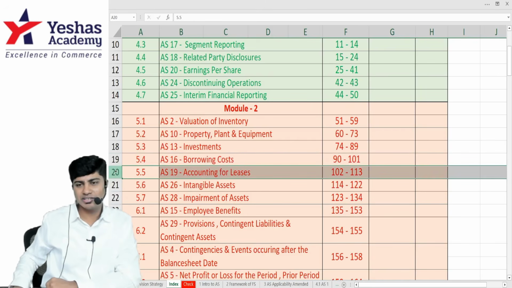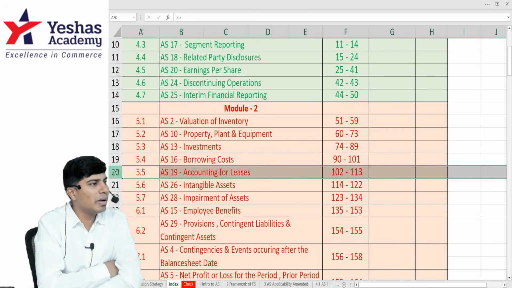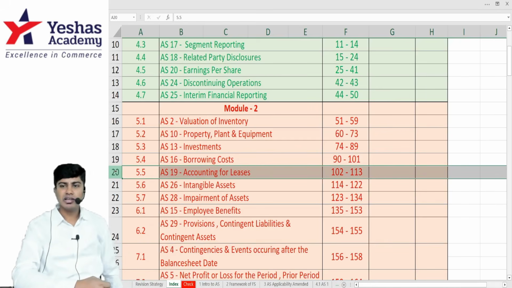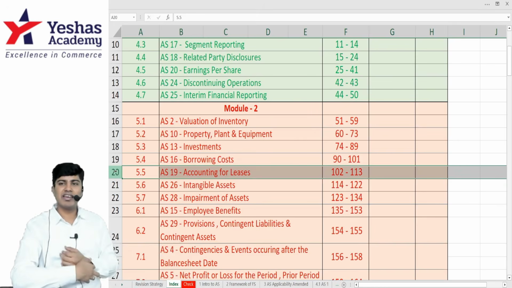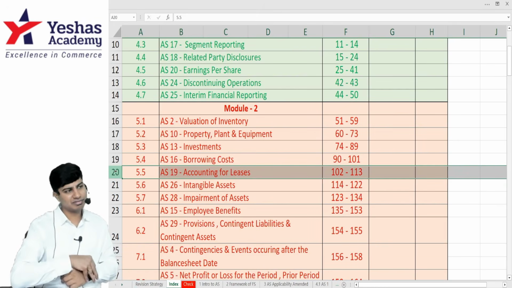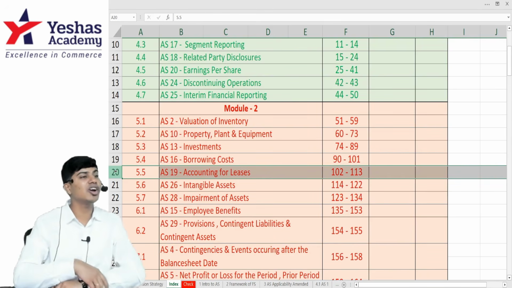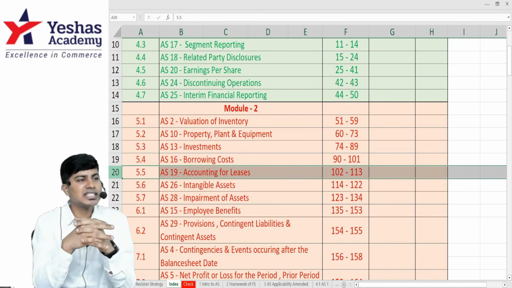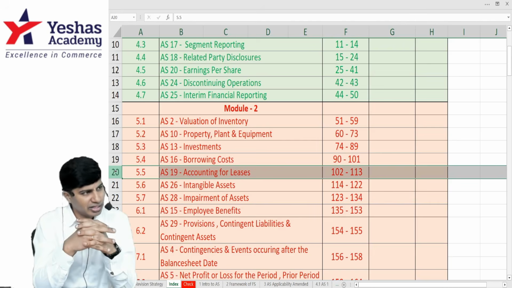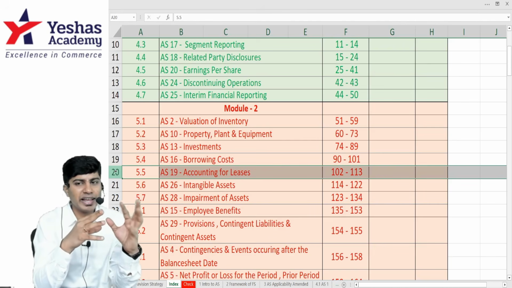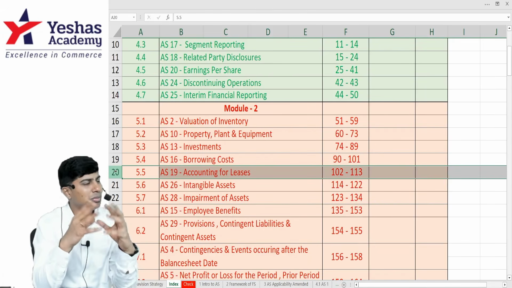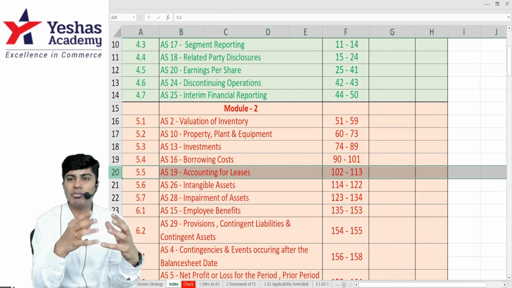19 is one of my favorites. Not every time you want an asset, you buy the asset. Sometimes you take it on lease. If I buy one machine of 10 lakh and pay the full 10 lakh rupees right now, that is a purchase. If I buy one machine of 10 lakh and I say I will pay 1 lakh 10,000 rupees every year for 10 years, then that asset is taken on lease. Lease is the word sale messed up a little. What is SALE? Sale. Just jumble the letters a little. It looks like LEASE.